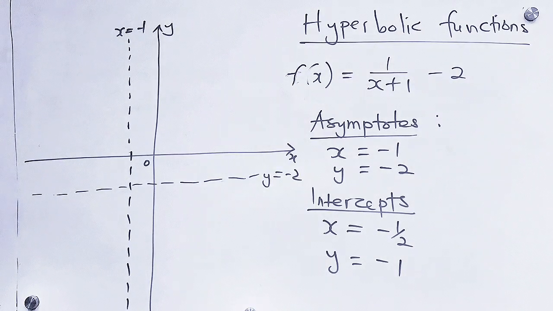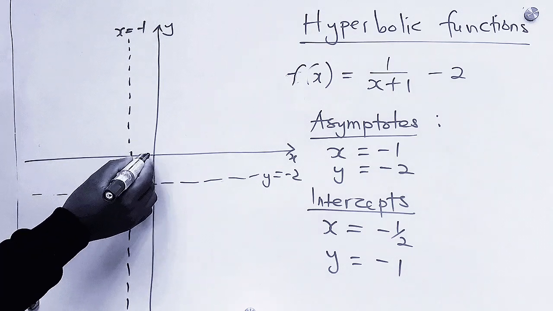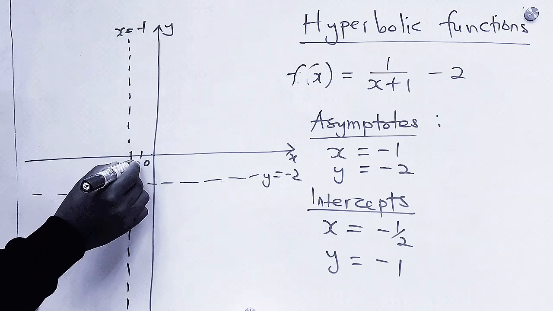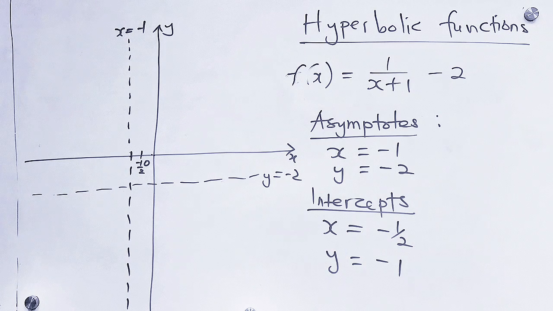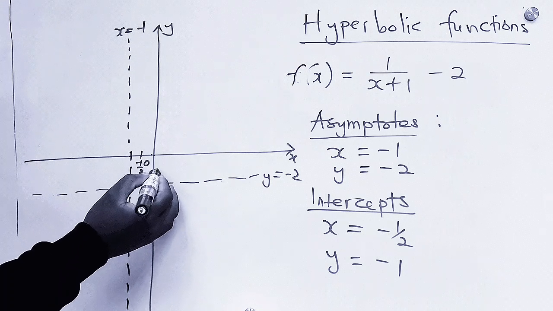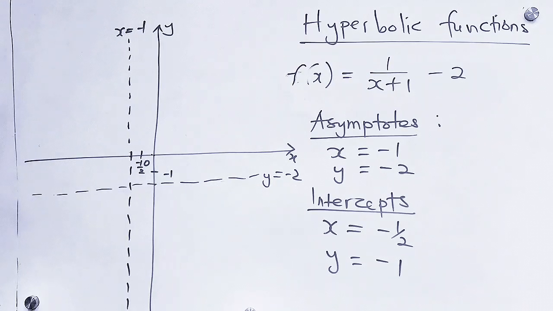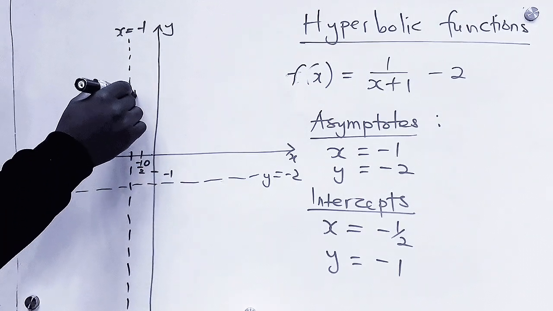Then we need to mark the x and y intercepts. Our x intercept is -1/2. -1/2 is between 0 and -1 here. That's where you can mark -1/2. Also, our y intercept is y is equal to -1. -1 is between -2 and 0. So it's here. So our graph will follow this path.